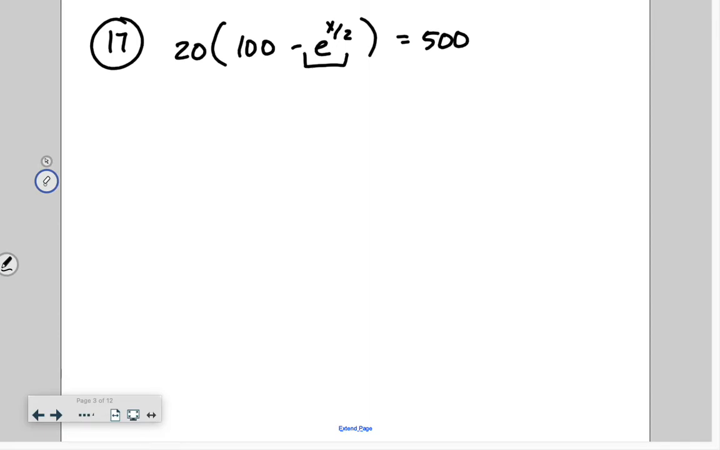Divide both sides by 20. I can get that. You could distribute if you wanted to. That works. I'm going to divide by 20 because I think it cleans it up a little bit better. So if we divide by 20, we get, I think it's 25. Now what? Move the 100 over. Yep, move the 100 over. We're solving for the exponential part, so subtract the 100 to the other side.